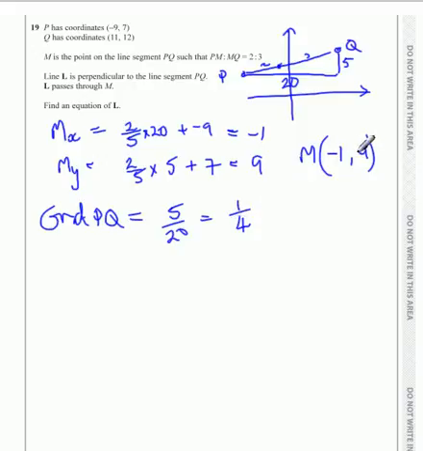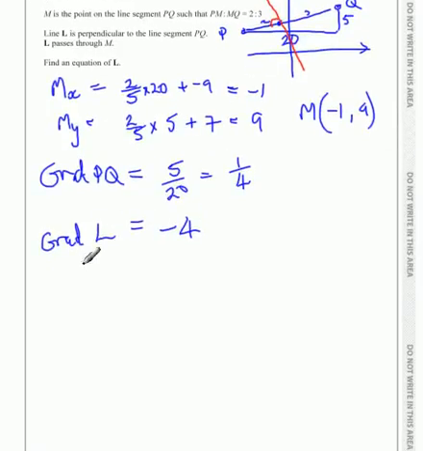From here, we've now got a coordinate and we've got the gradient. We are interested in the perpendicular line. So the perpendicular line is going at 90 degrees to the line PQ. And we know that the gradient of a perpendicular line is the negative reciprocal of the gradient we have. So the gradient of L is going to be the negative reciprocal of this. So negative to start with, and then reciprocal means we're flipping over that fraction. So 4/1, or just 4. So our gradient of L is -4.